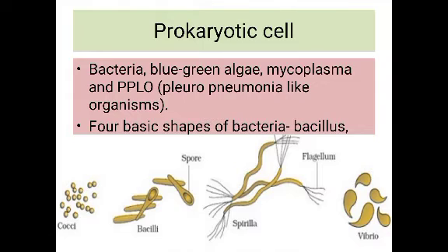Now these prokaryotic cells are generally smaller than the eukaryotic cells, but they can multiply very rapidly, or faster than the eukaryotic cells. And these prokaryotic cells also vary in their shape as well as size. When we see the bacteria, there are four basic shapes of bacteria. They are cocci or spherical shaped bacteria, bacilli or rod shaped bacteria, spirilla or spiral shaped bacteria, and vibrio or comma shaped bacteria. So these are the four basic shapes of bacteria.